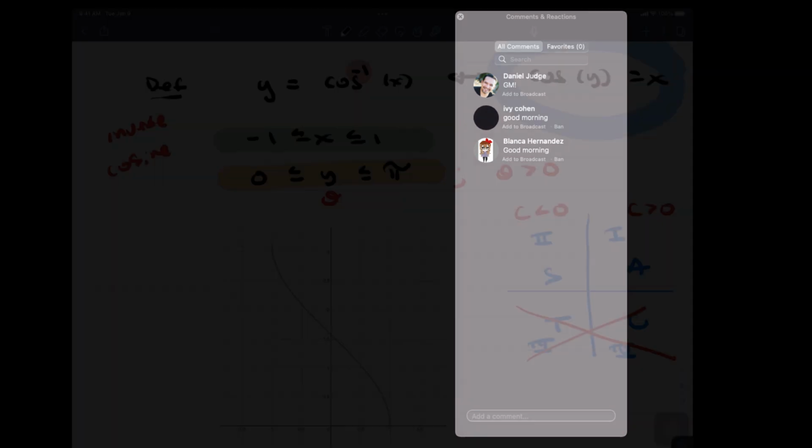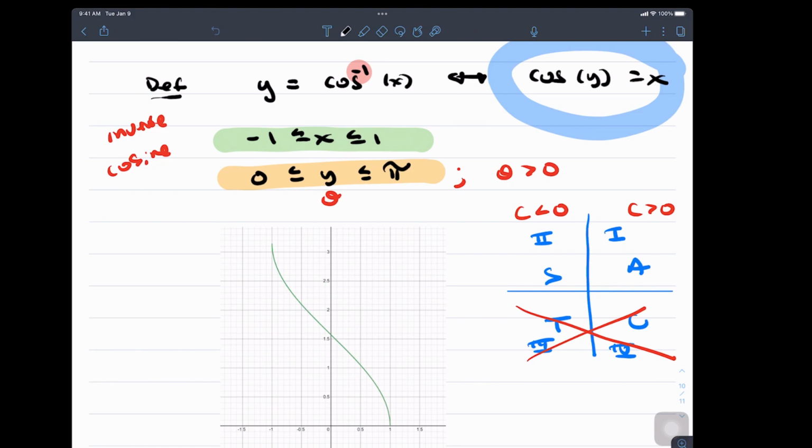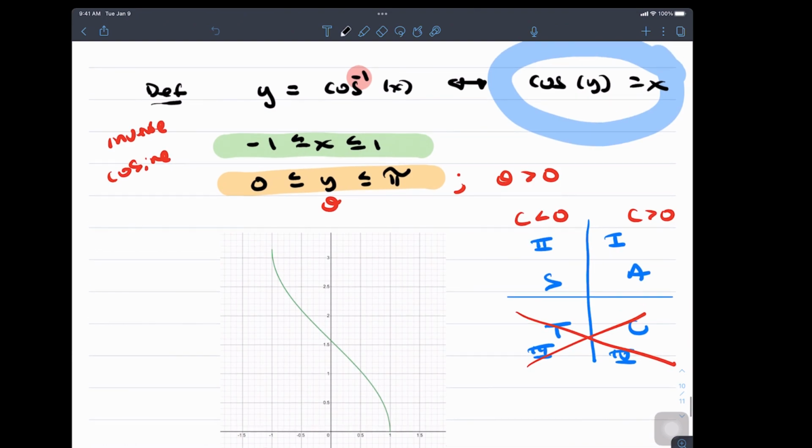So, let's get started on this amazing topic called inverse trig functions. Remember, it really should be called reverse. Is that right? It should work in reverse. And what you guys are actually seeing here is where we left off.